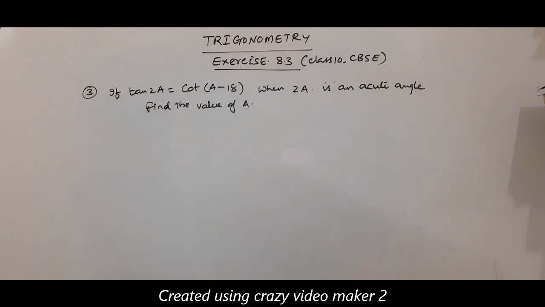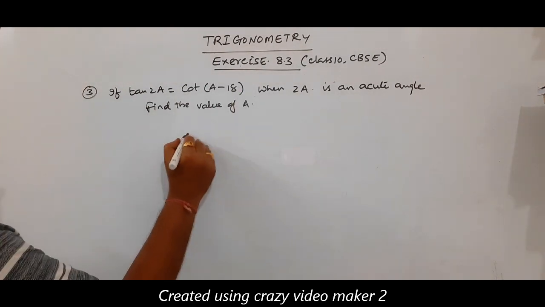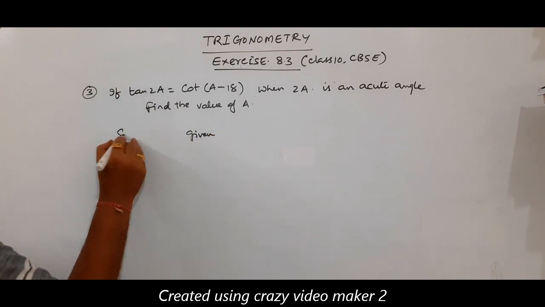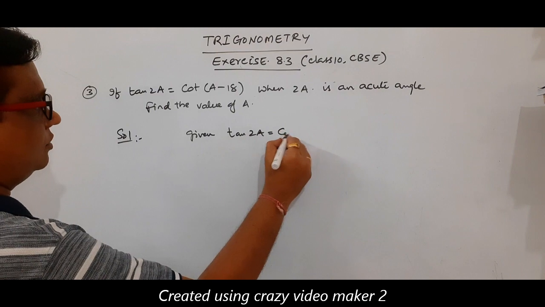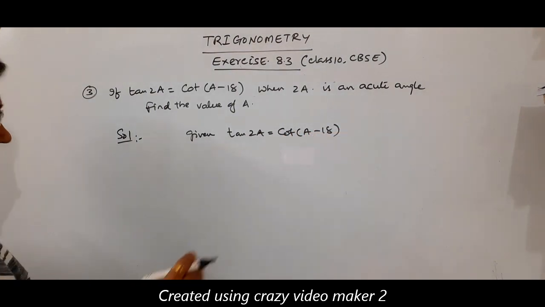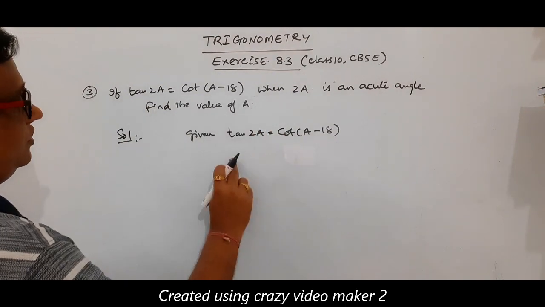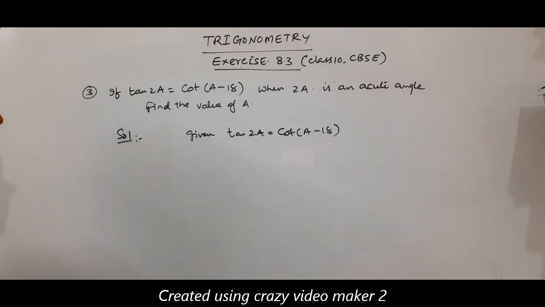In this third question, tan 2a equal to cot a minus 18, where 2a is an acute angle. Find the value of angle A. So what is given: tan 2a equal to cot a minus 18. If you write this in the form of cot, it is very easy to do. So please see how we can write it in cot.